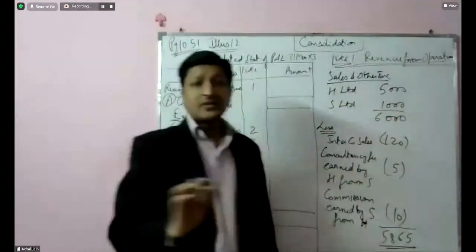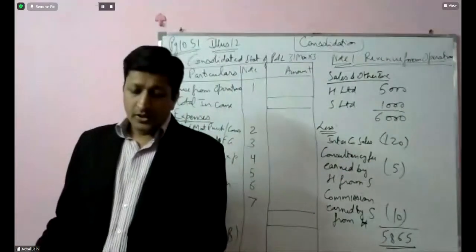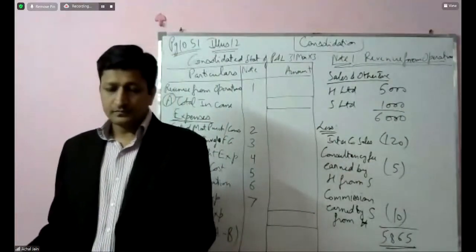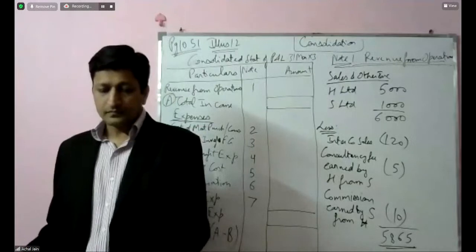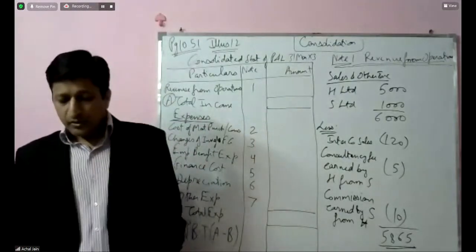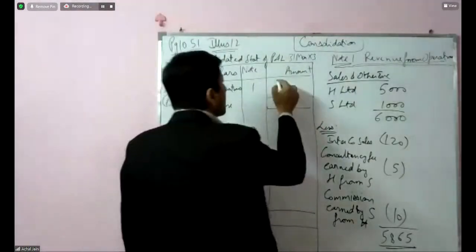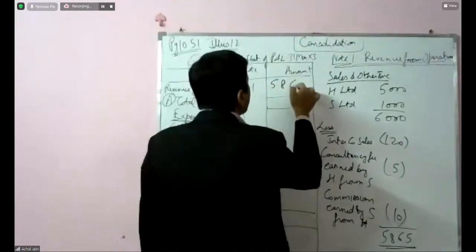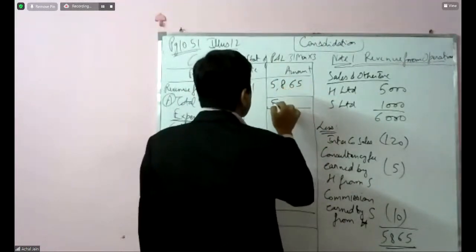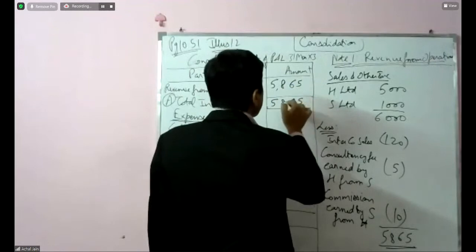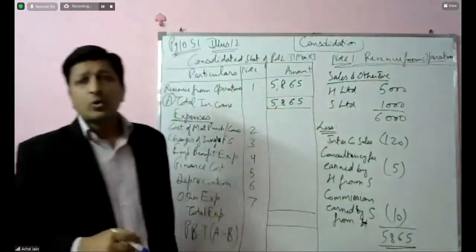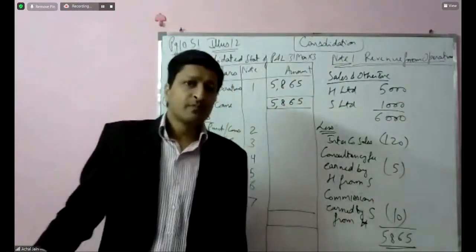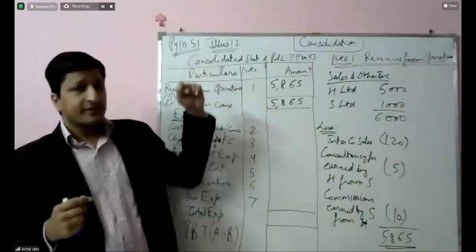We don't have any further adjustment in terms of revenue. So the revenue is all set and we can move this number over here, 5865. And because there is no other component, this will also be the total revenue of the group. Please understand that this is the total revenue of the group.